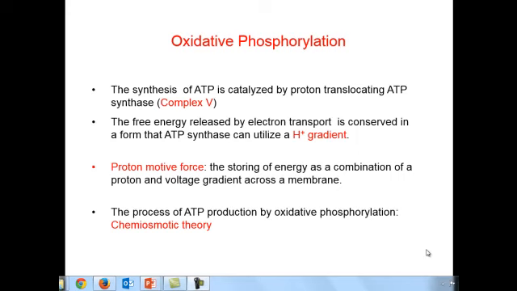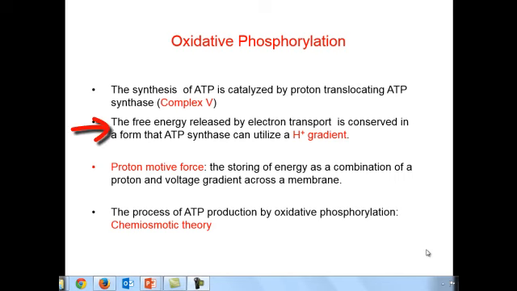So in this final video, I'm going to talk about oxidative phosphorylation. This is the synthesis of ATP, and this is catalyzed by complex 5, which is also known as proton translocating ATP synthase. So complex 5 of the electron transport complexes.